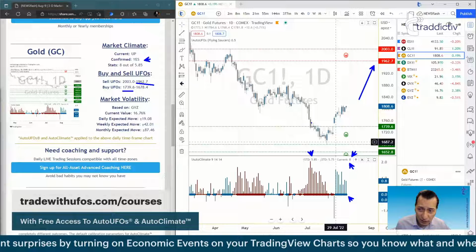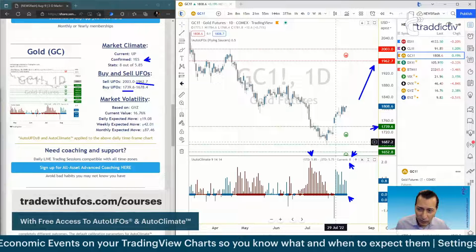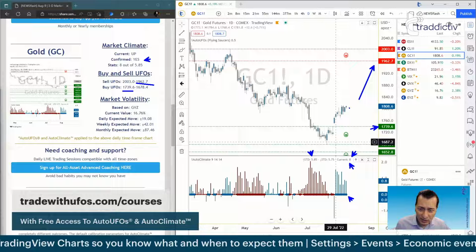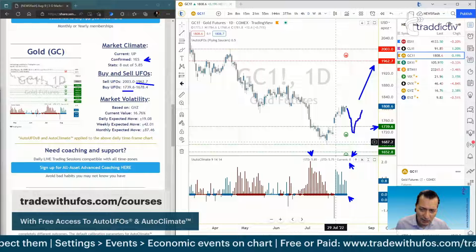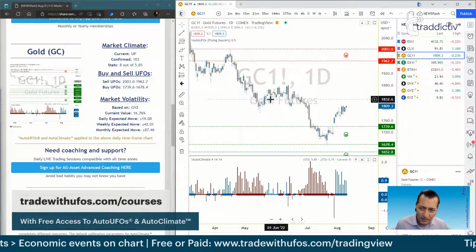And if gold was to fall, we have a green UFO located here at 1739.6. So it's not like going down means the end of the world. Probably would mean come to the green UFO and from there, go back higher.